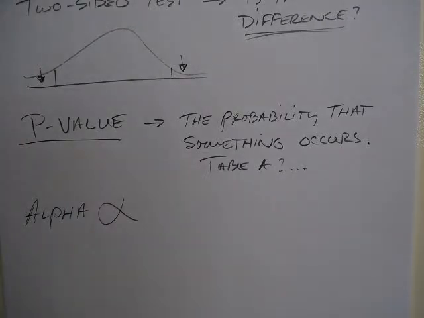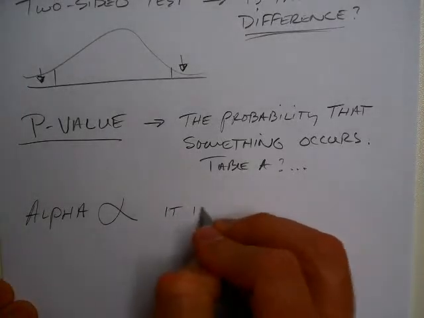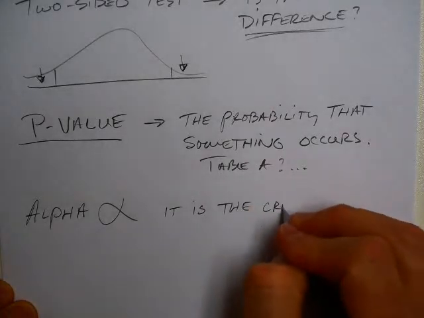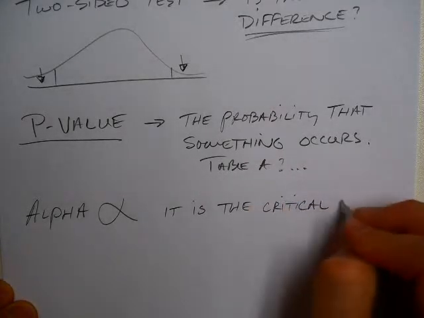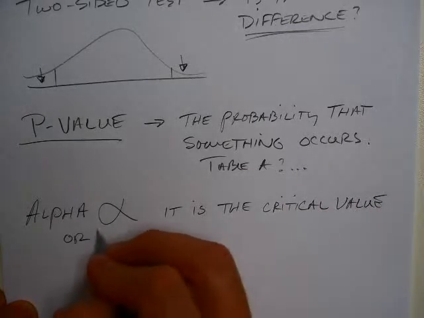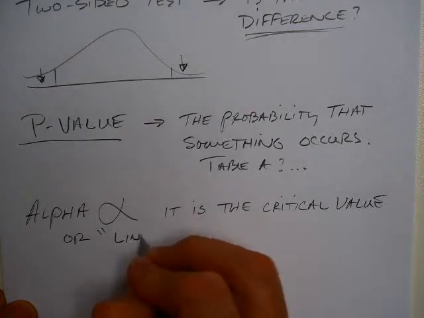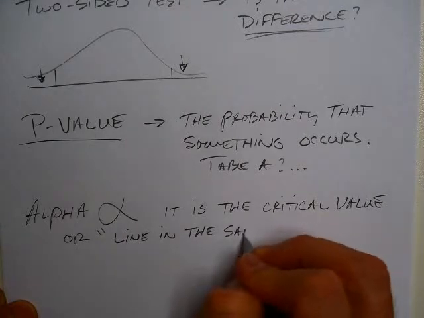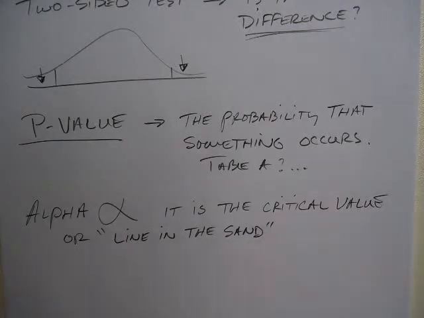The next thing is new, alpha. It's this Greek letter that looks like the fish. Okay, call it the fish. It is the critical value, or I like to think of it as the line in the sand that differentiates between likely and unlikely.